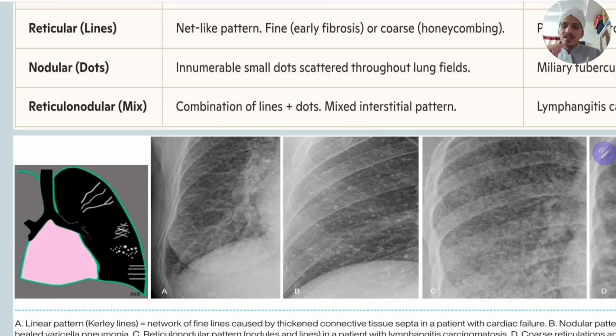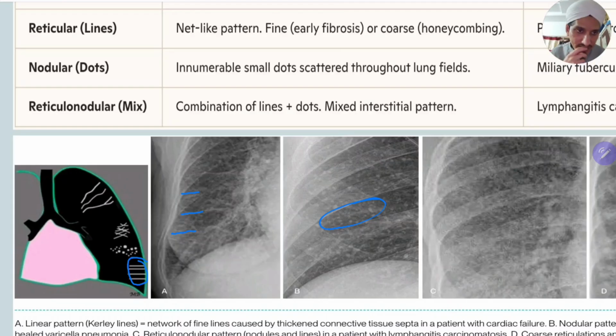So mainly you see these curly B lines here at the periphery of the lung parenchyma on the chest X-ray. Straight lines you can see in pulmonary edema, thickened septa because of leakage of fluid from the blood vessels into the interstitium of the lung due to increased hydrostatic pressure. Nodular pattern you see in, for example, miliary tuberculosis.